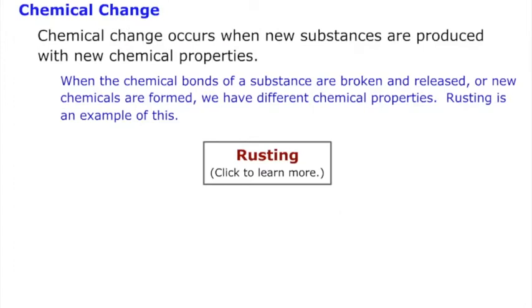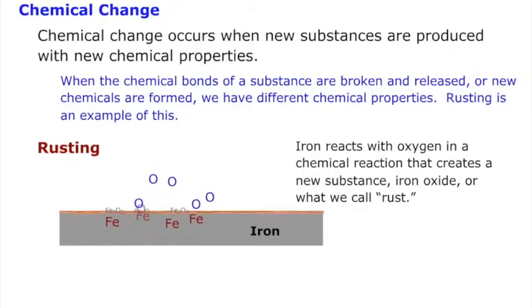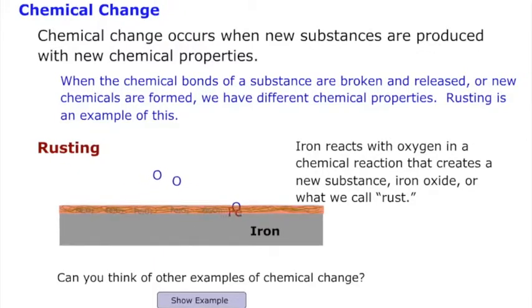Chemical change occurs when new substances are produced with new chemical properties. When the chemical bonds of a substance are broken and released, or new chemicals are formed, we have different chemical properties. Rusting is an example of this. Iron reacts with oxygen in a chemical reaction that creates a new substance, iron oxide, or what we call rust. Can you think of other examples of chemical change?